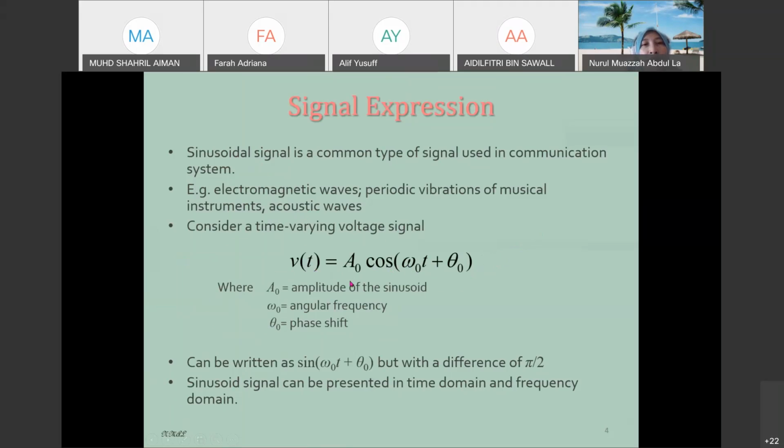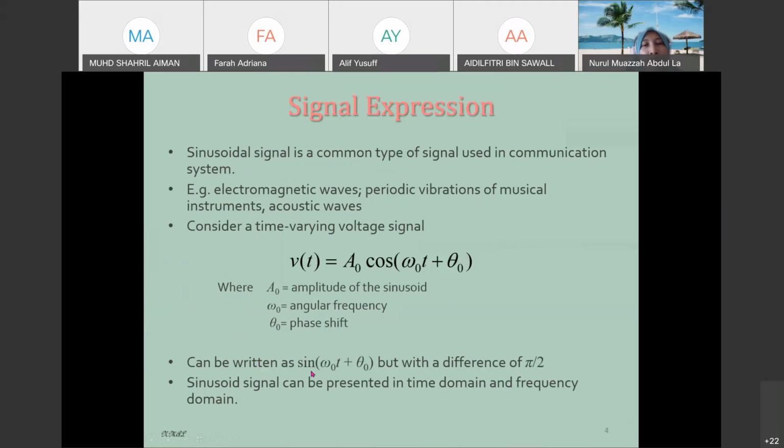A naught here refers to the amplitude of the sinusoid, and omega naught here is the angular frequency. So recall, omega naught is equal to 2 pi f naught. And theta naught is the phase shift, whether the signal shifts to the right or to the left. So theta naught indicates the shift.